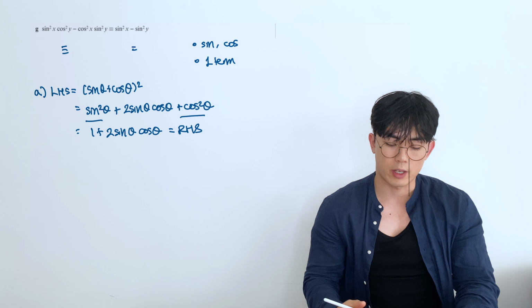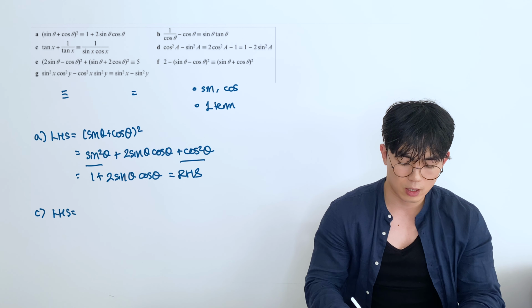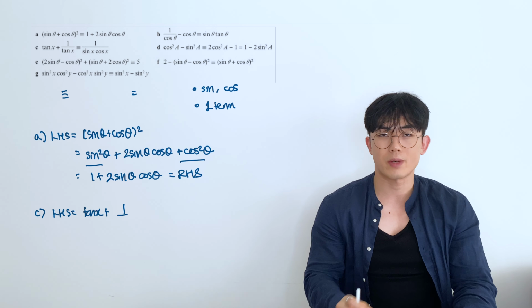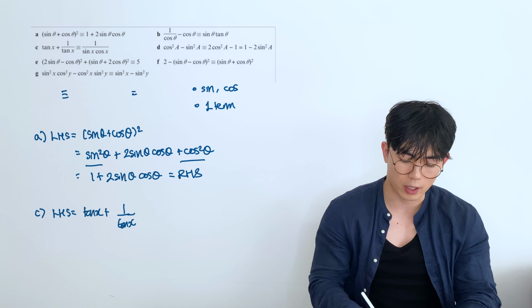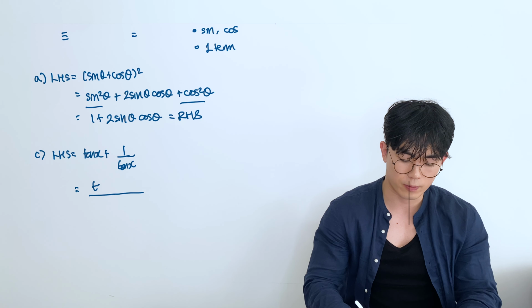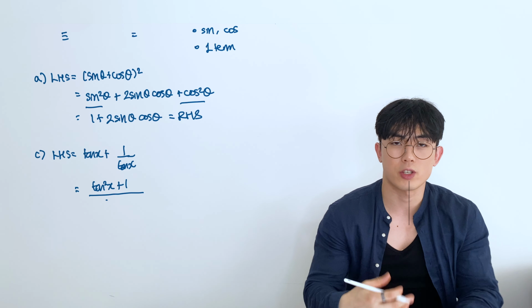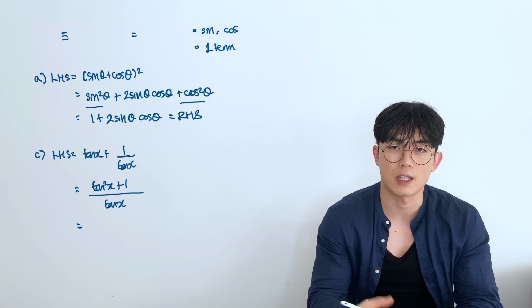Okay, so let's try another one here. Let's try question C. So we have left-hand side is equal to tan x plus 1 over tan x. As I said before, if we have two different terms, we want to try and make it into one term. So we can make a common denominator and change it to tan squared x plus 1 over tan x. Now it might be tricky to see where we go from here, but as I said before, we want to change everything to sine and cos if possible.